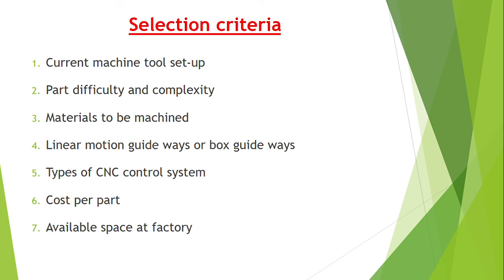Similarly, the next one is part difficulty and complexity. CNC machining is used when the complexity, surface finish and precision of the parts to be produced are high. Parts for the automotive, defense, aerospace and medical industries may have such complexity or may require precision or multiple operations that include frequent tool changes. The third one is the material to be machined.